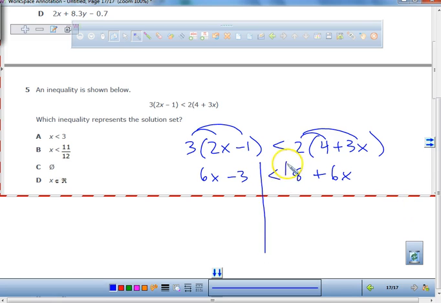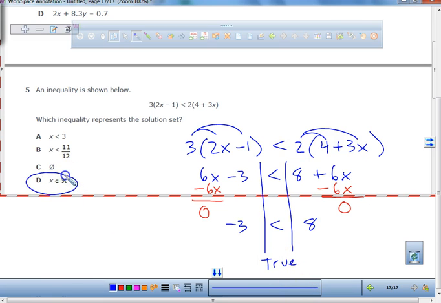Here's the inequality sign. If I take away 6x from this side, and I take away 6x from this side, that zeroes out, that zeroes out. All the x's have disappeared. Oh no! Well, ask yourself this question. Is negative 3 less than 8? And this is true. If all the x's cancel out and it's true, the answer is all real numbers.